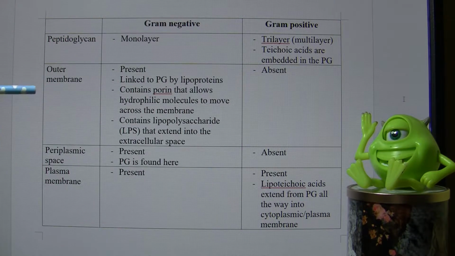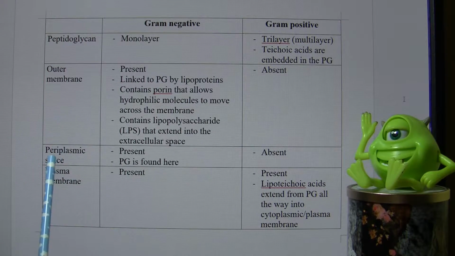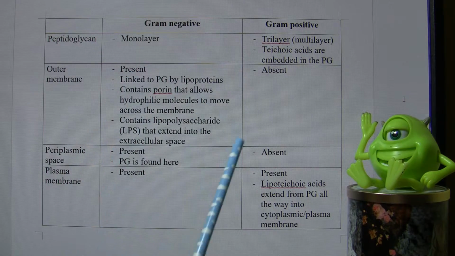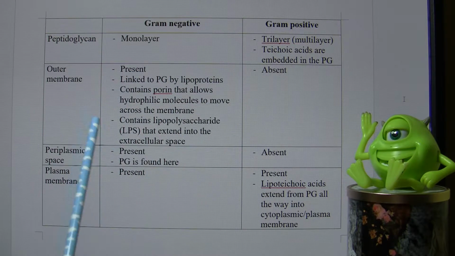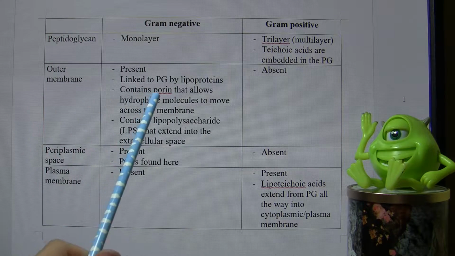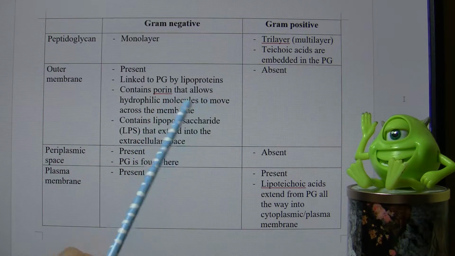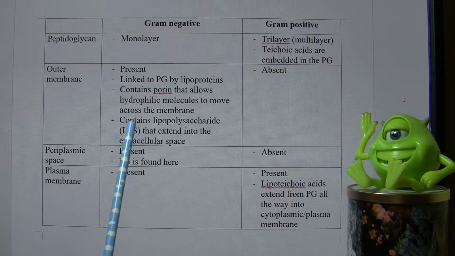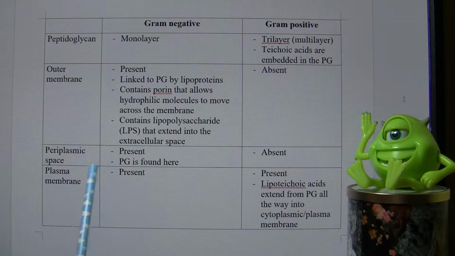The second point is outer membrane. Well, in gram-negative, outer membrane is present, and this outer membrane is linked to peptidoglycan by lipoproteins. Outer membrane contains porin, which allows hydrophilic molecules to move across the membrane in and out more freely. And also, the outer membrane contains lipopolysaccharide, more commonly known as LPS, which extends into the extracellular space.